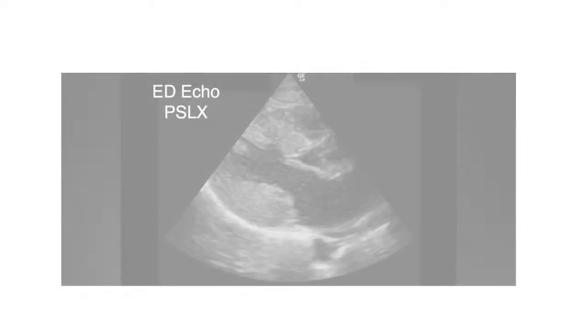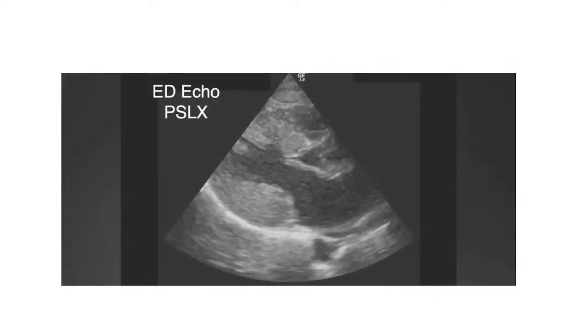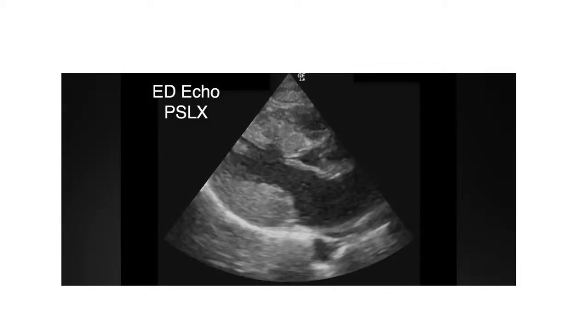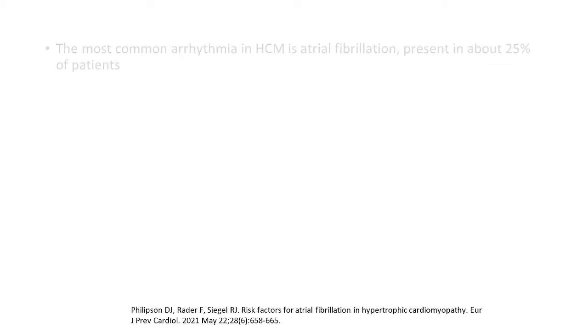So in this echo we can see clearly that there is thickening of the LV. This is the LV, the thickened LV free wall, and the video is not playing. During ventricular systole the mitral valve will go and hit the LVOT, so it will obstruct the LVOT. So there is dynamic outflow tract obstruction, and that is the basic pathophysiology in HCM.